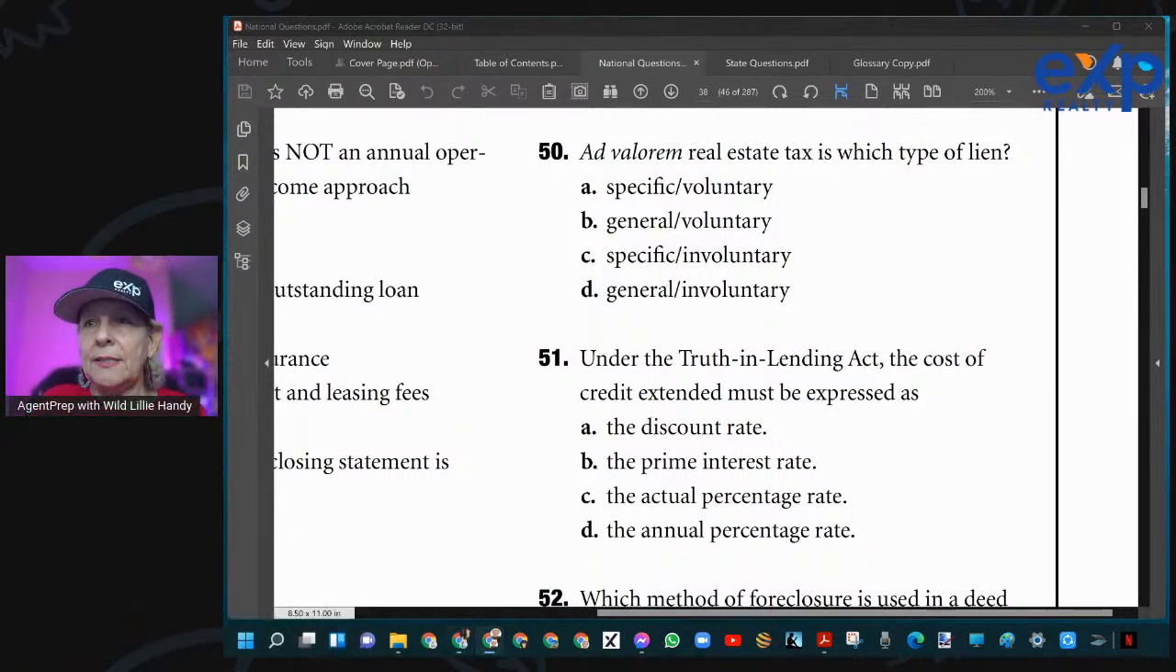Okay, so that's it for national questions. We're going to shift to state questions. Any questions on that? You're doing awesome for participating. That's great. I love it.